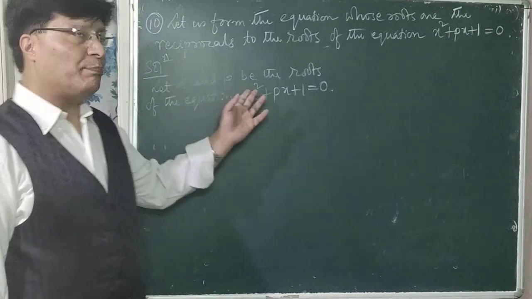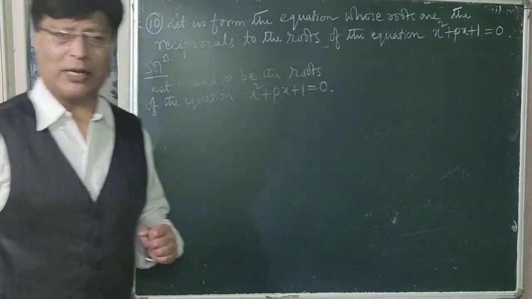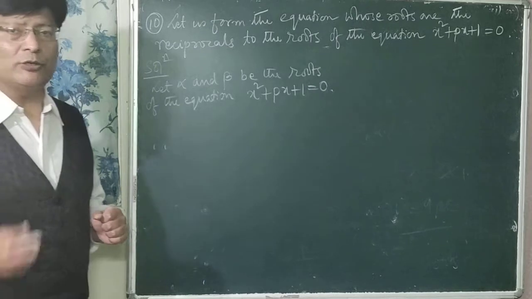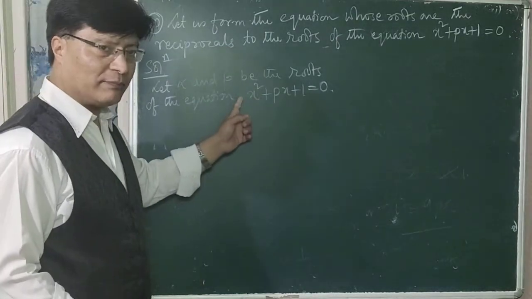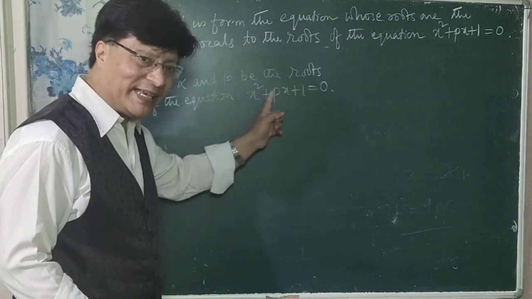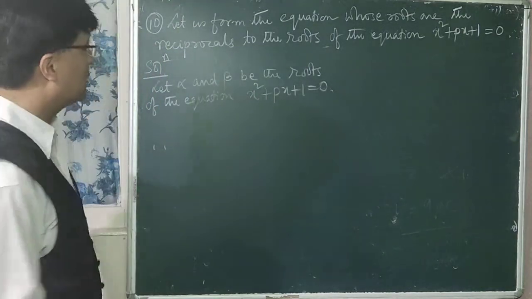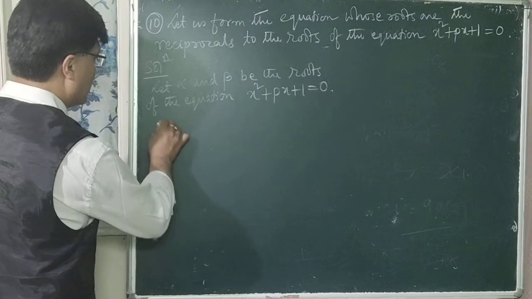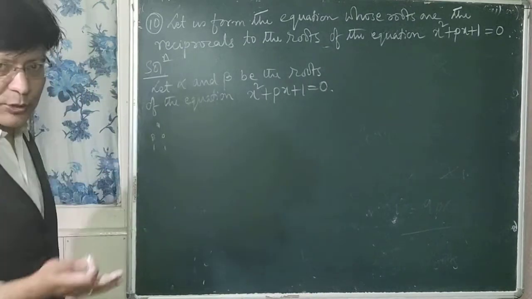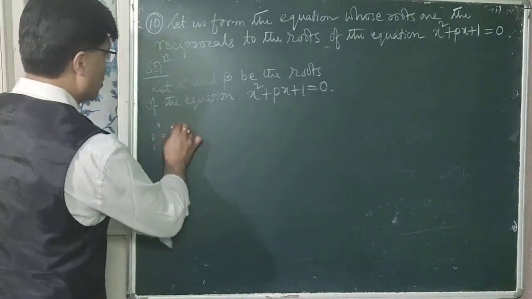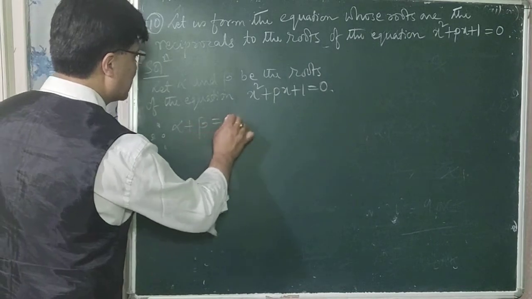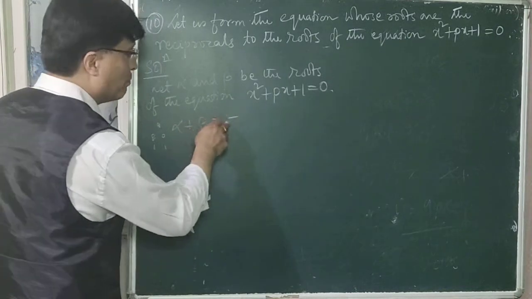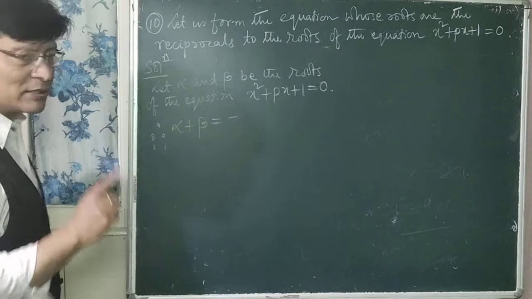So now if you compare it with the general quadratic equation ax square plus bx plus c is equal to 0, you will get a is equal to 1, b is equal to p and c is equal to 1, right? So alpha and beta are the roots of this equation. So you have to write down sum of the roots as well as product of the roots. So therefore alpha plus beta is equal to formula minus huncha. You have to write down minus b.